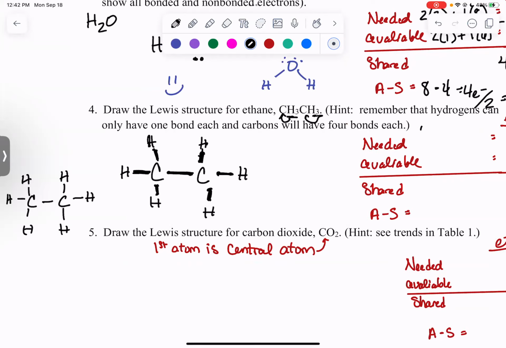Okay, so you check each atom. My carbons have 2, 4, 6, 8. Then the next carbon has 2, 4, 6, 8 electrons, and that's great. And then each hydrogen has 2. So it looks good to me. That looks like a good structure.